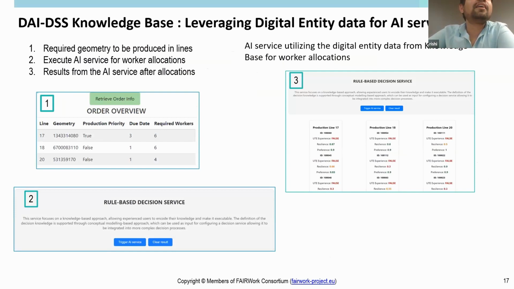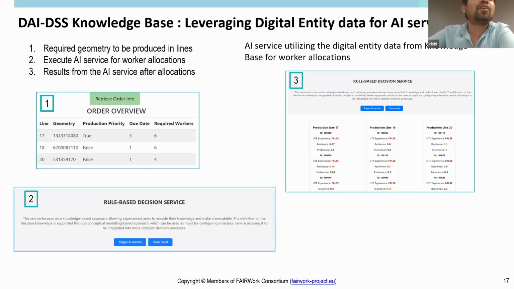In picture 1, on the left hand side marked with 1, we have a production requirement on a given date: on line 17 we need to produce a certain geometry, and on line 18 we need to produce a certain geometry, with production priority, due date, and number of operators required. We got this information from the digital twin representations of the material and the line configurations. From material we got the number of operators required, and from line configuration we got other information like production priority and due date. Based on this is our requirement today, and we want to allocate workers to these lines.